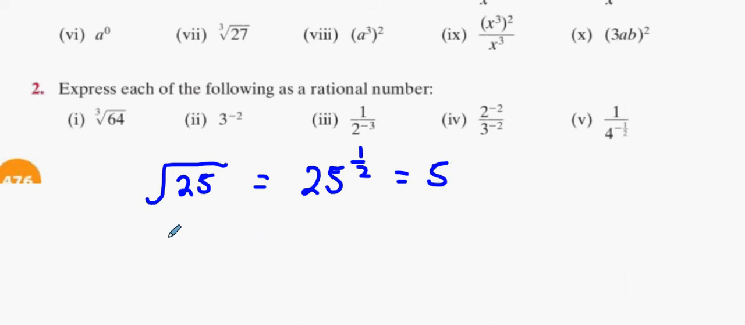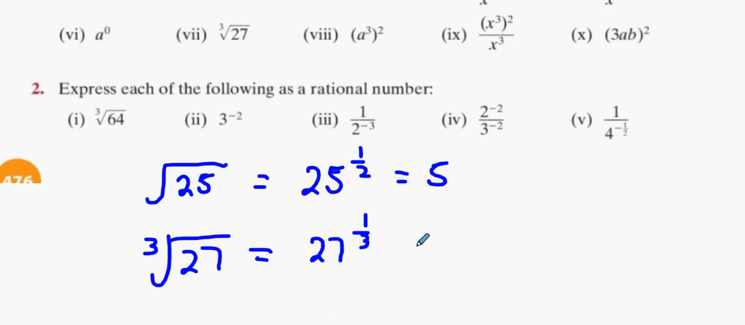Can anybody tell me what is the cube root of 27? Anybody know what the cube root of 27 is? 3. Anybody know how to write that in power notation? 27 to the power of? A third, which is 3. Right. Does anybody know how to write this one down?